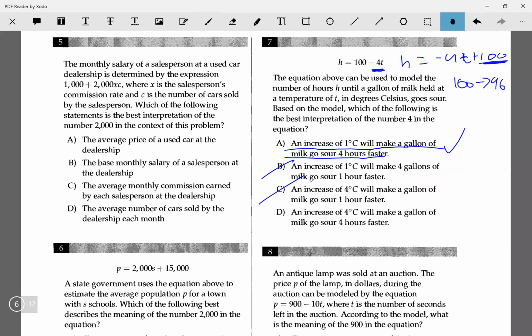An increase of 4 degrees Celsius makes a gallon of milk go sour 4 hours faster. No, it's 1 degree Celsius that makes it go 4 hours faster. For it to be 4 degrees Celsius, it would have to be like 1 over 4 t, or something like that. So that's why this is wrong, and that's why A is the right answer for 7.